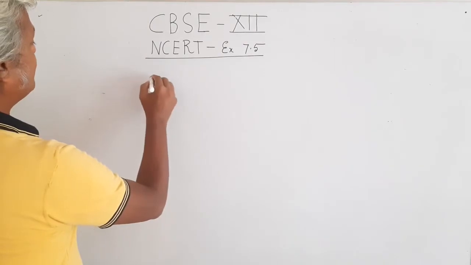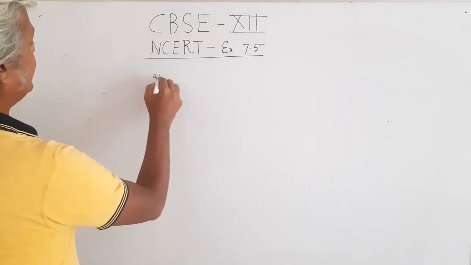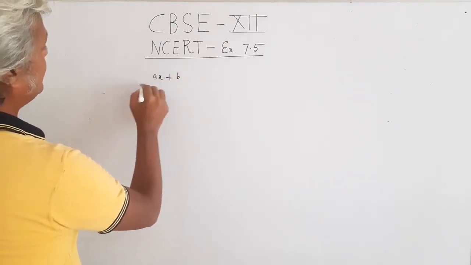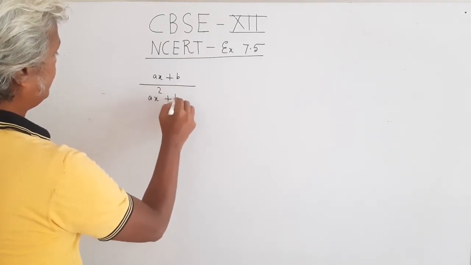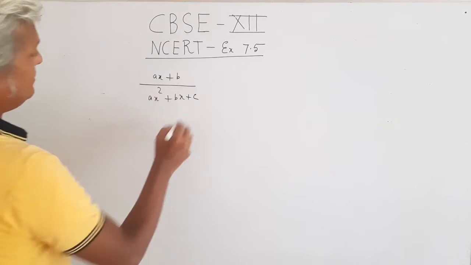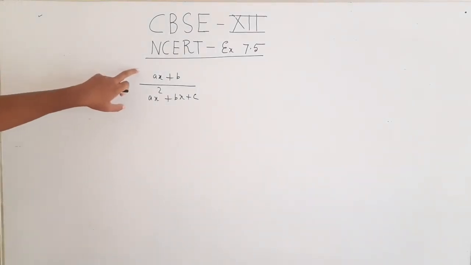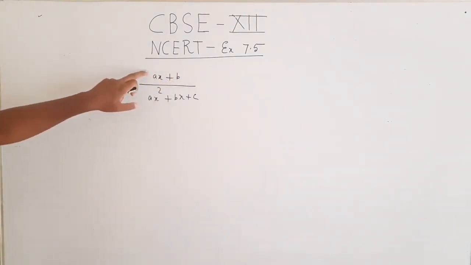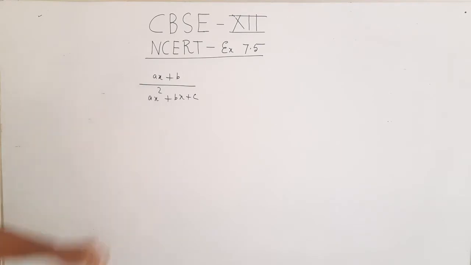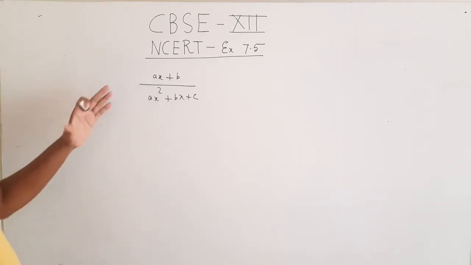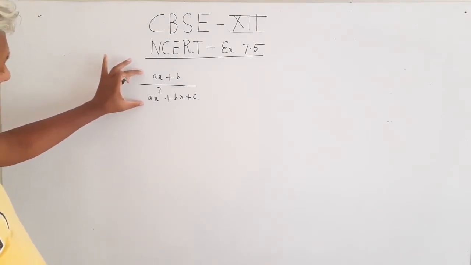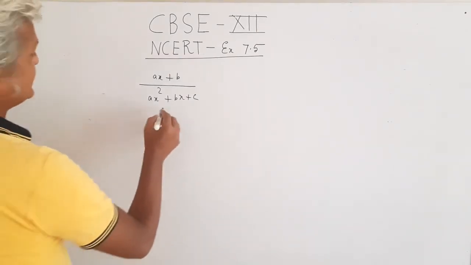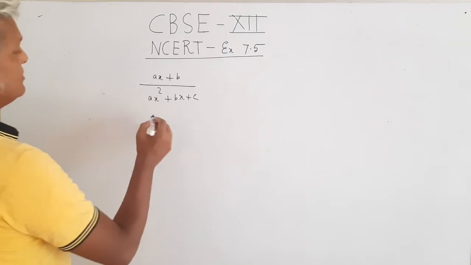So one proper form is (ax plus b) over (ax square plus bx plus c). Now this is a linear polynomial of degree 1, and this is a polynomial of degree 2. So this is a proper rational fraction. Now what can we do with this? This is ax square plus bx plus c.